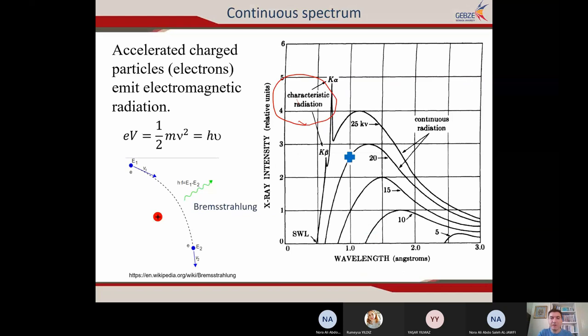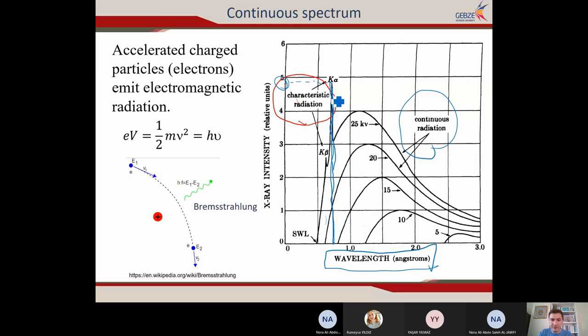So now let me continue with the continuous radiation, or continuous spectrum. In the characteristic radiation, we see just a single wavelength. This is the wavelength scale here. We have many X-rays, this is the number of X-rays, but they have the same energies, more or less a single wavelength, monochromatic wavelength, okay?